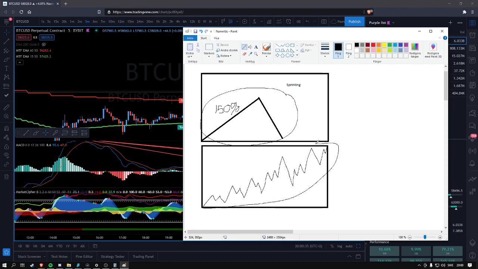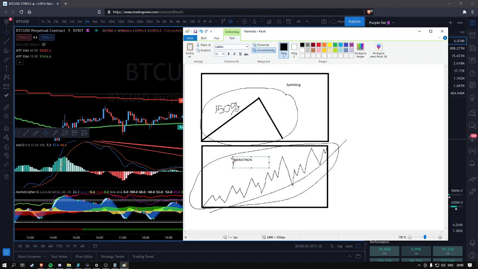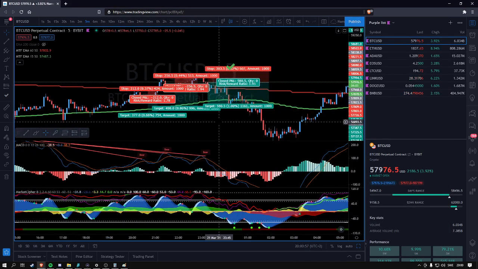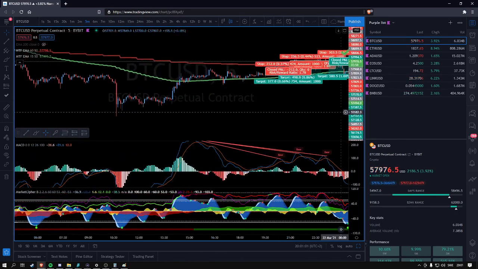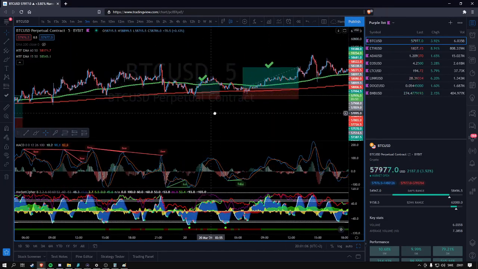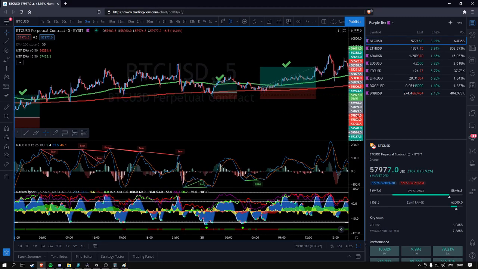Because this is the reality. This is how a consistent trader's portfolio looks. It's up and down, but we're still going up. So this is what you want to aim for. This is a marathon. It's not a sprint. Keep that in mind. Marathon. So all of these small trades we're making add up, guys. It adds up. So yeah, this is a strategy, and two more trades here.